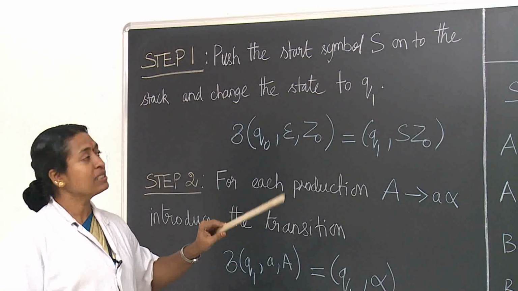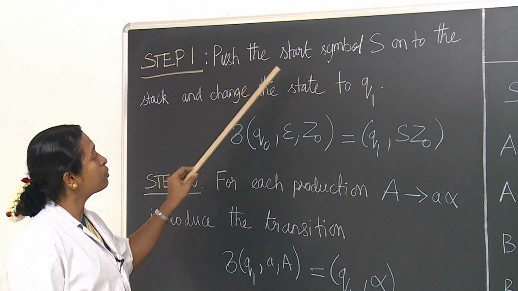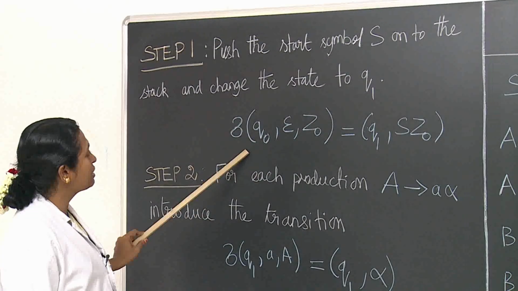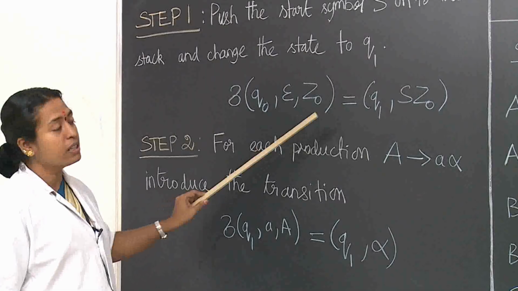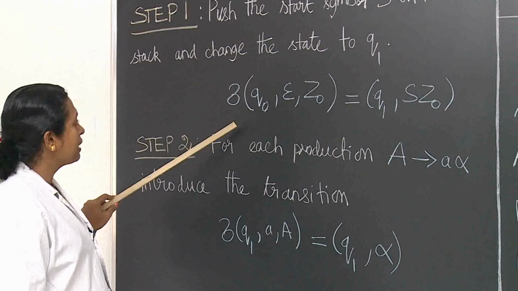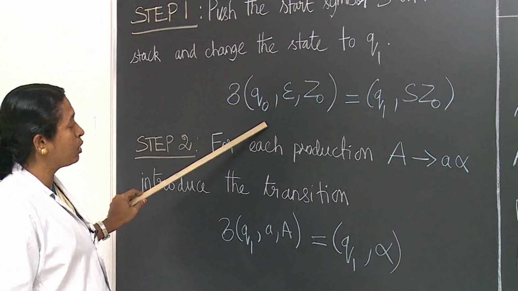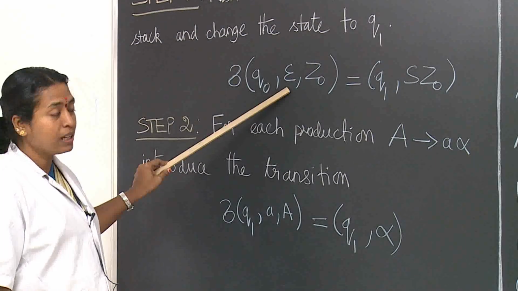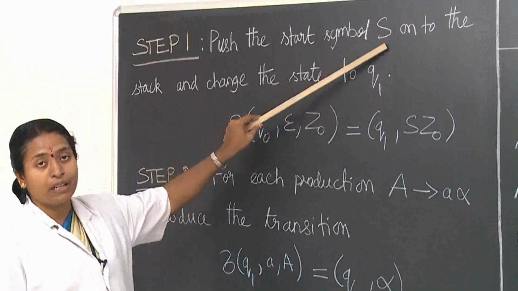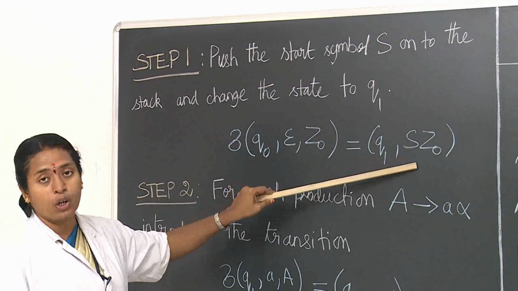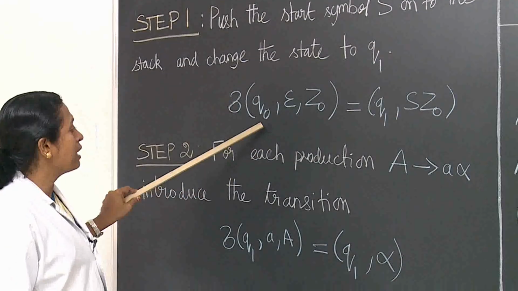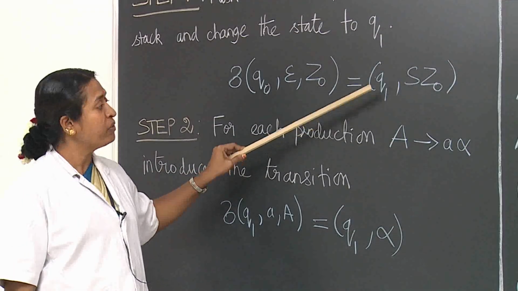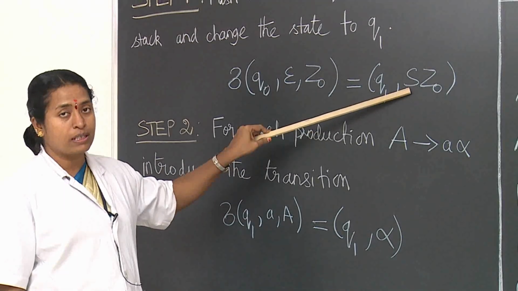In all the things, first what we have to do is create a start symbol. The start symbol means we have to push that start symbol into the stack. So that is what is happening here. The state is Q0, the top of the stack is Z0, the input symbol is nothing. We are going to push the capital S as start symbol onto the stack. Now the start state is moving from Q0 to the state Q1. The start symbol S is pushed onto the stack.